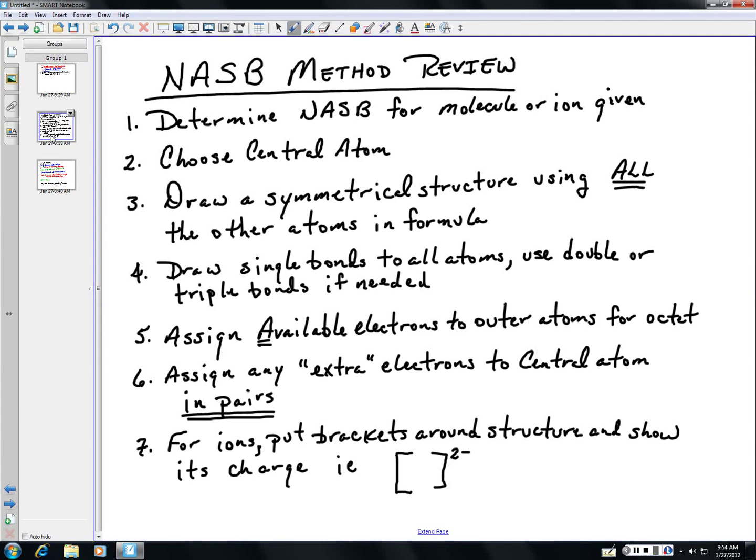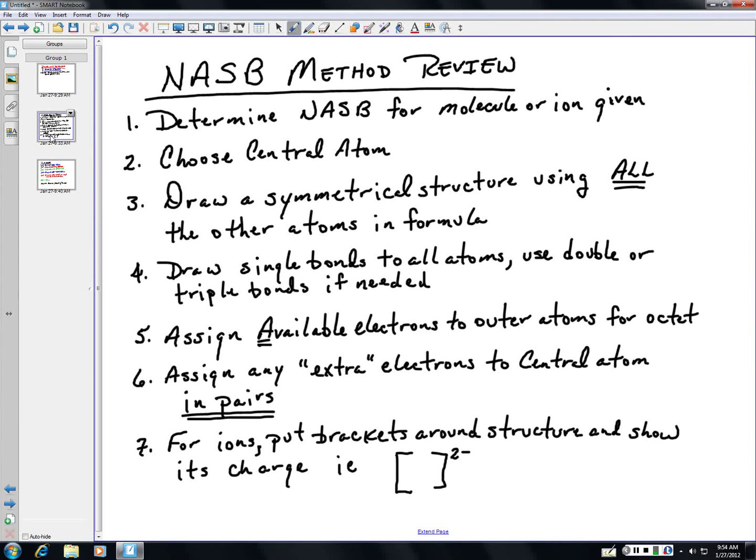All right. Step 5, go back to your available electron count and assign those electrons starting on the outer elements until they have an octet, except, of course, for hydrogen. Assign an octet out there to everybody. Step 6 is check. After you've assigned an octet to all the outer atoms, check how many you've used against the available number.